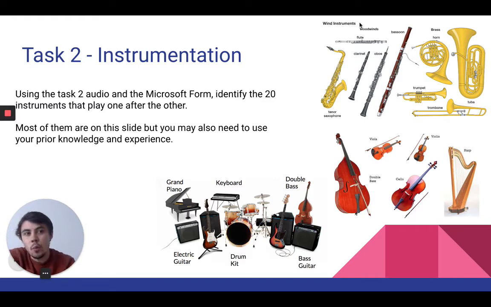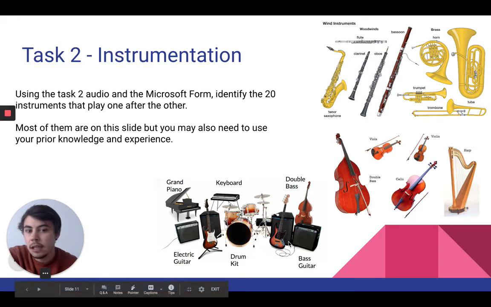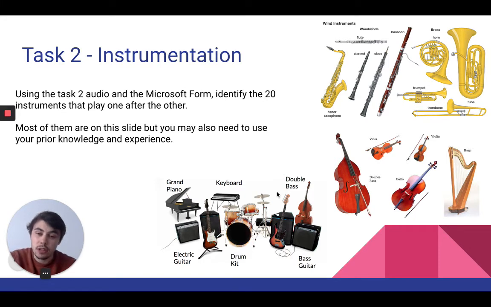So I've given you some wind instruments. We've got woodwind instruments here and brass here. You may not have heard an oboe or a bassoon before, but hopefully you'll learn to recognise them. We've got some string instruments here, the violin, viola, cello, double bass and the harp, obviously going from smallest to largest. And some rhythm instruments here, bass guitar, drum kit, electric guitar, grand piano, keyboard, double bass. Within the 20 instruments that I'm asking you to identify, there will be a couple of surprises, so let's see who can get 20 out of 20.